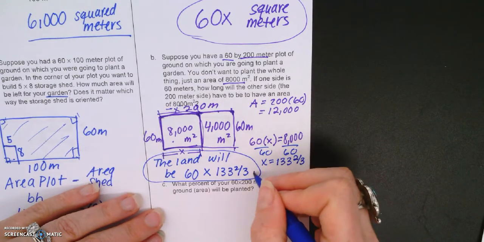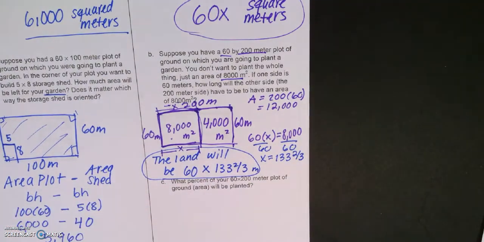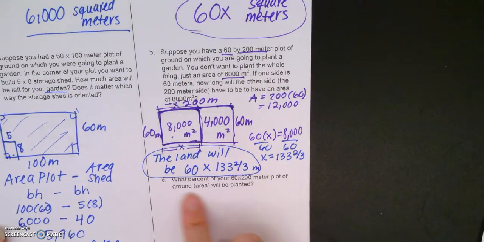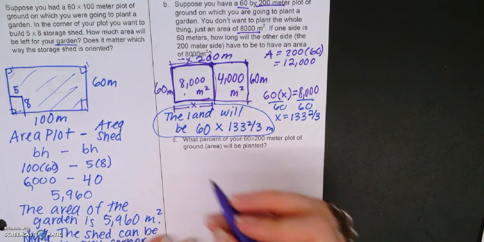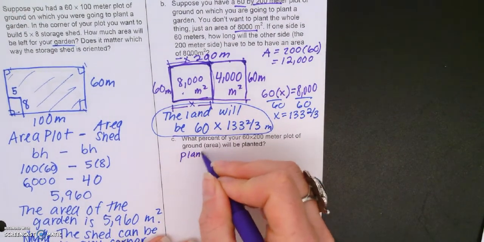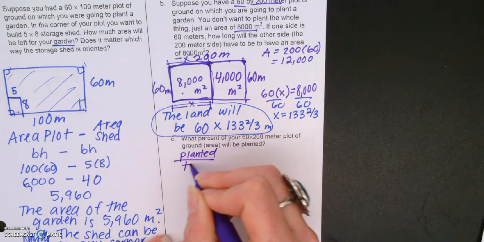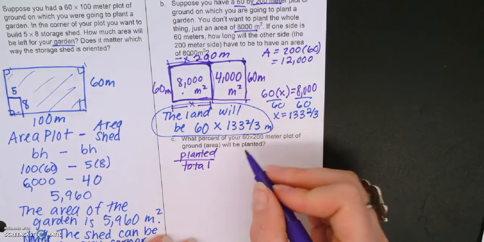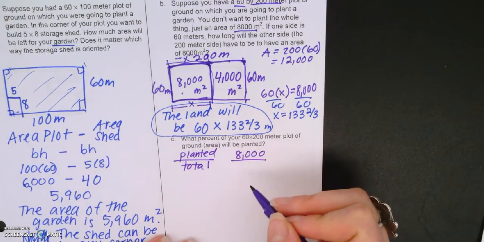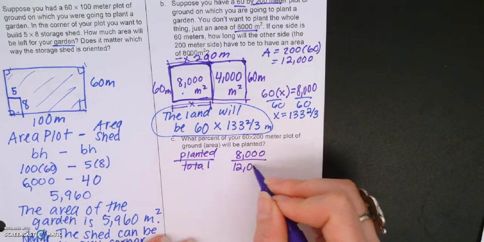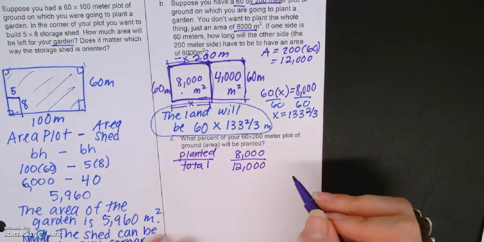And that will be meters. Awesome. Let's look at part C. Please read along with part C. What percent of your 60 by 200 meter plot of ground or area will be planted? Well, we already said that we're going to be looking at planted to total to find this percent. So we have 8,000 meters squared planted, and we have 12,000 meters squared total of area.